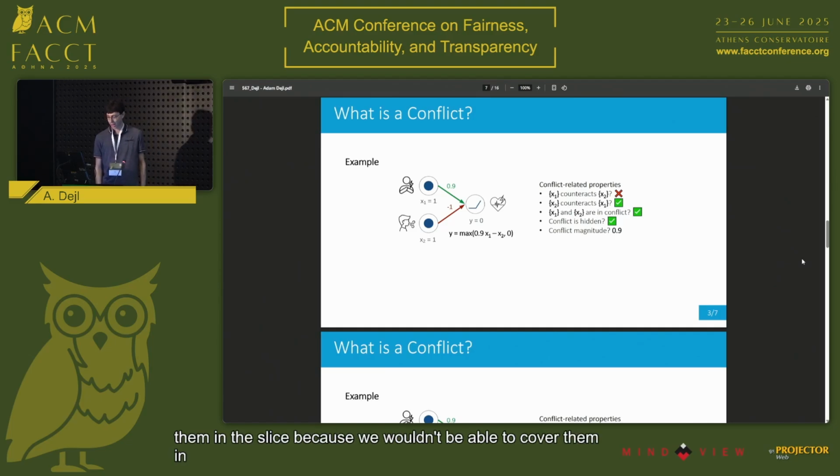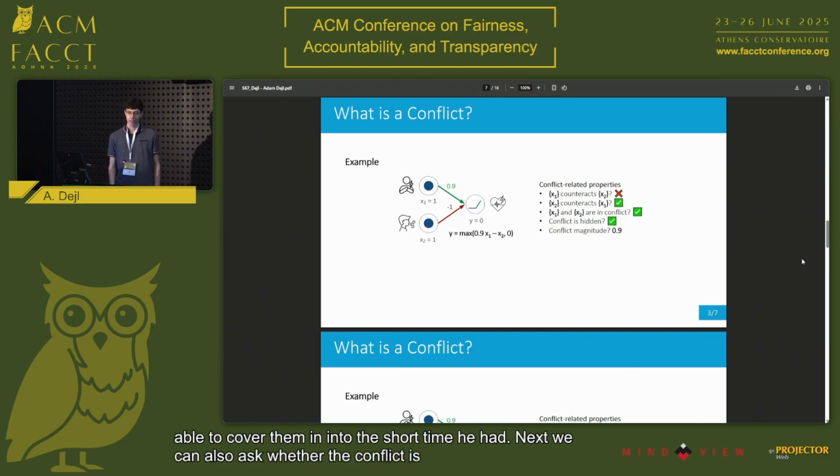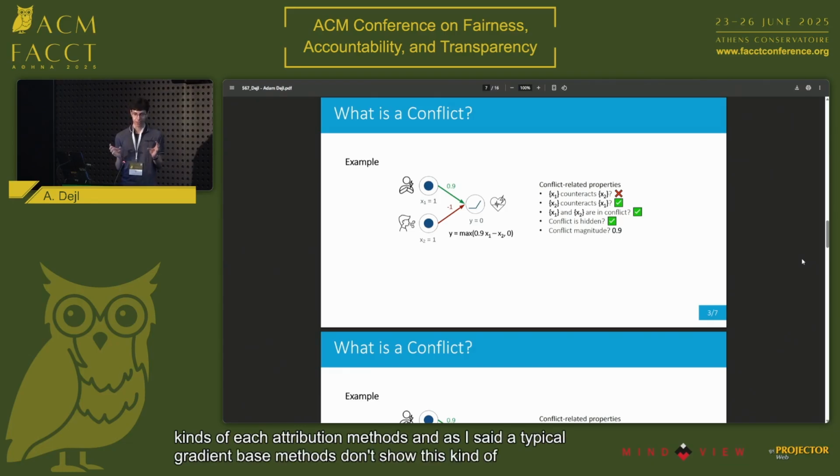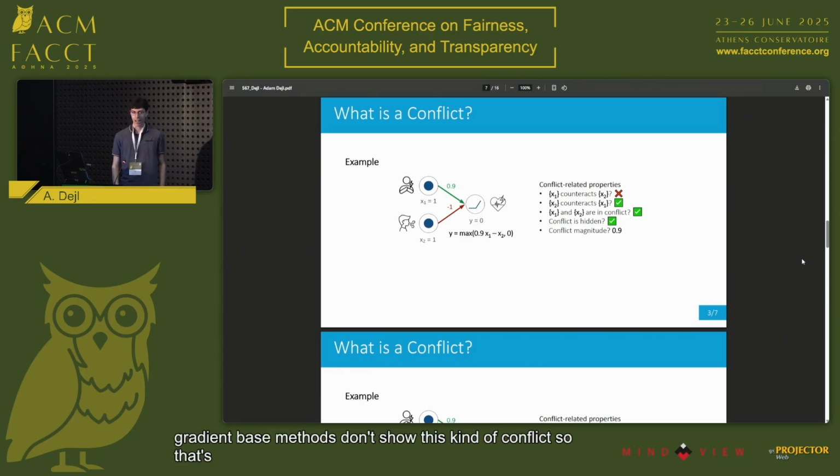Next, we can also ask whether the conflict is actually hidden, which means whether it is able to be shown by certain kinds of feature attribution methods. And as I said, typical gradient-based methods don't show this kind of conflict, so that's why we treat it as hidden, and that's where the name hidden conflicts comes from.